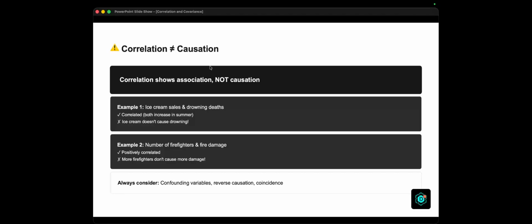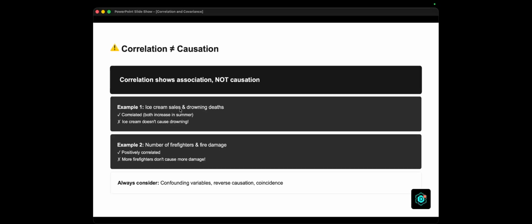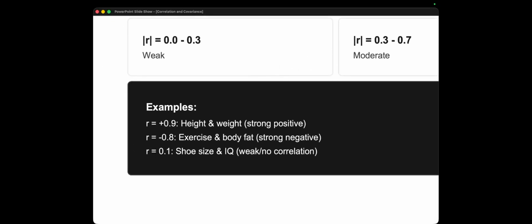Now, there is something called causation, okay? You must understand one thing, guys. Correlation is showing association, not causation, okay? Now, what am I saying? What I mean here is that when we go back here, height and weight in this case are not necessarily causing each other, okay? And this is one thing you will need to know.